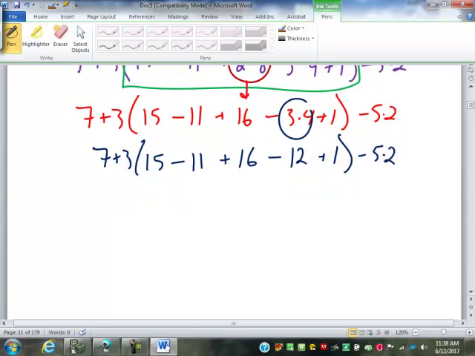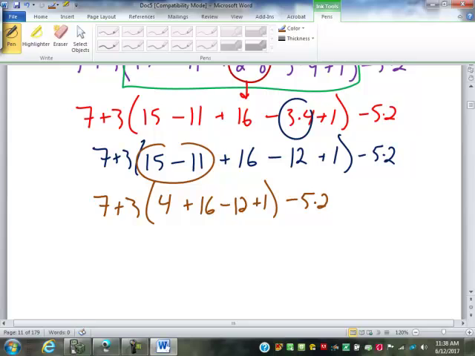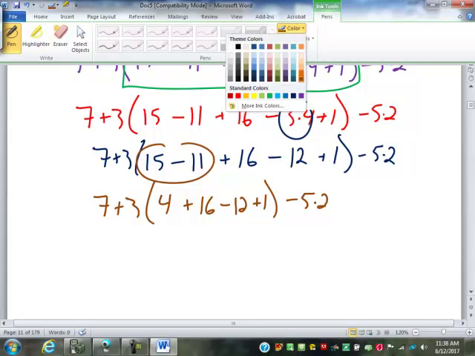So now inside there, all that's left is addition and subtraction. I'm going to buzz through this a little bit quickly here because I only have like a minute and a half before I lose the network. I haven't reprogrammed it yet. So I'm going left to right. So 15 minus 11 is 4. Four plus 16 is 20.